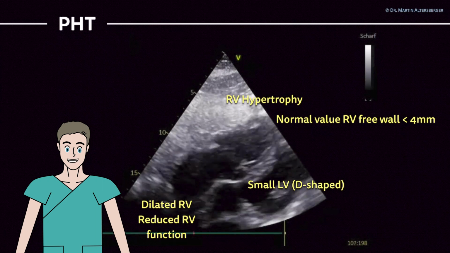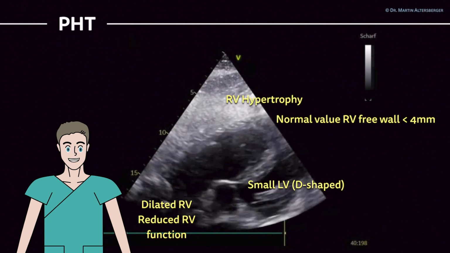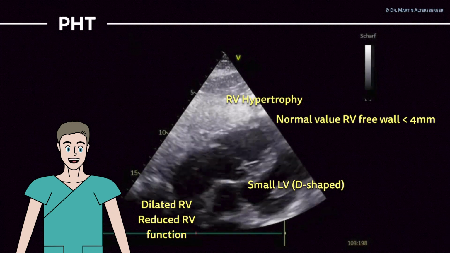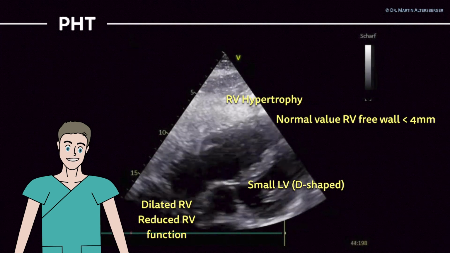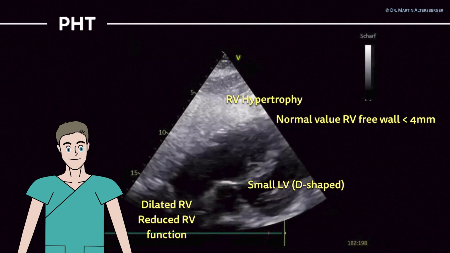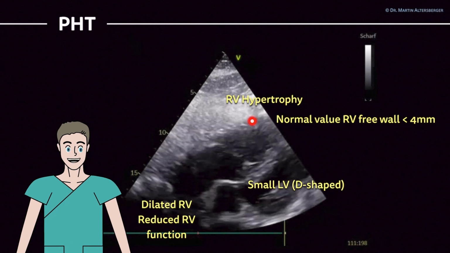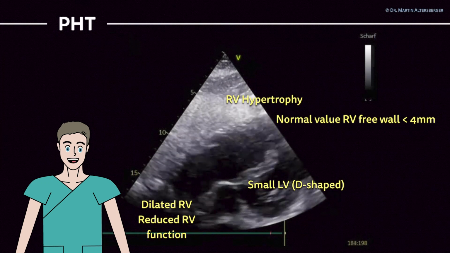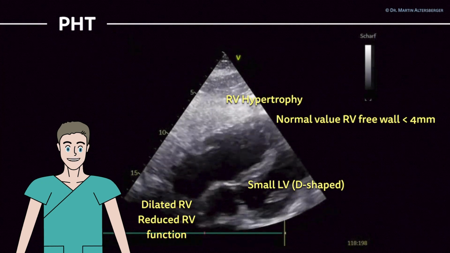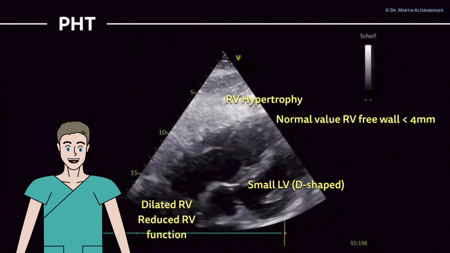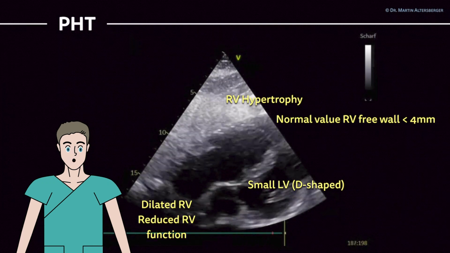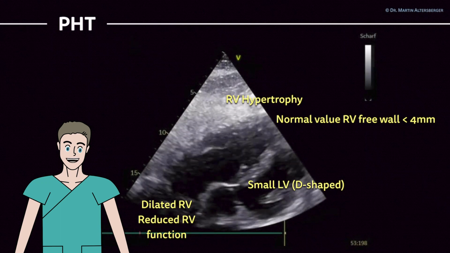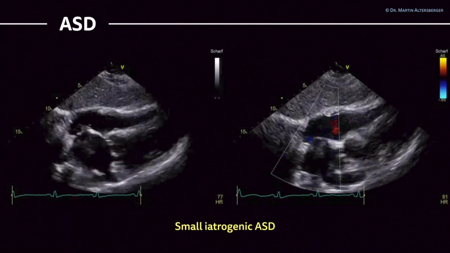So the right ventricle is dilated, definitely reduced in function. You can see it here that the overall contractility is reduced, and there is a severe case, I would say, of right ventricular hypertrophy. So you see the right ventricular free wall where you also would measure, and the right ventricular free wall is almost as thick as the interventricular septum, so around 8 to 9 to 10 millimeters. So it's definitely thickened.